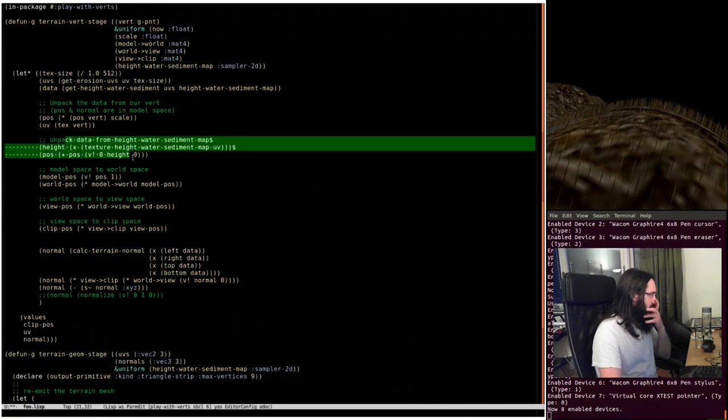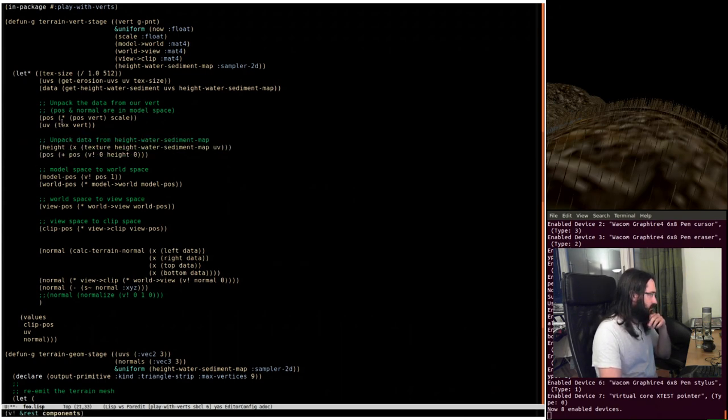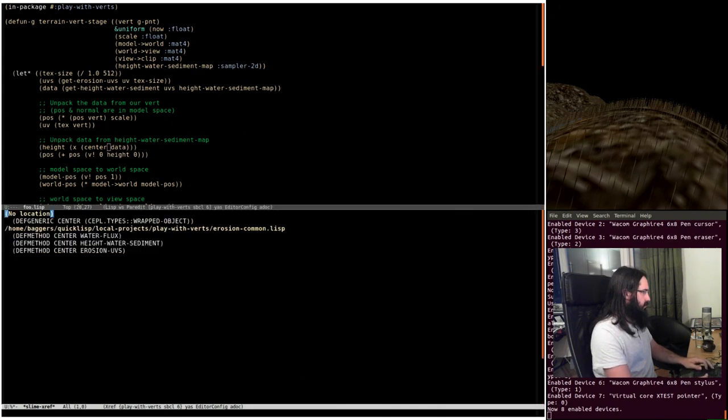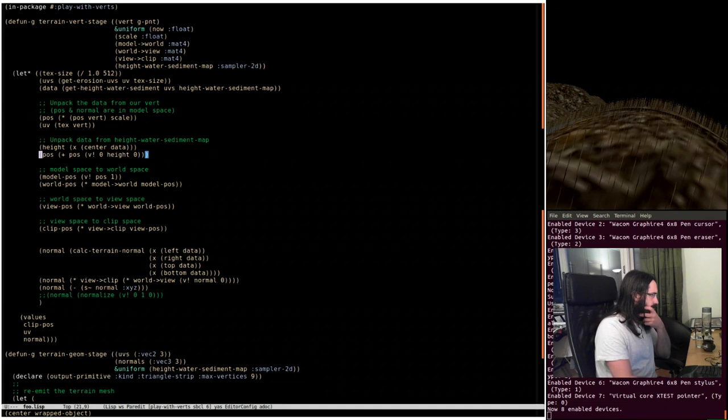Unpack data from the thing. Yes. We can actually just do that from the center of data. The position is plus height, that gives us the original point, and then we want to calculate the normal.